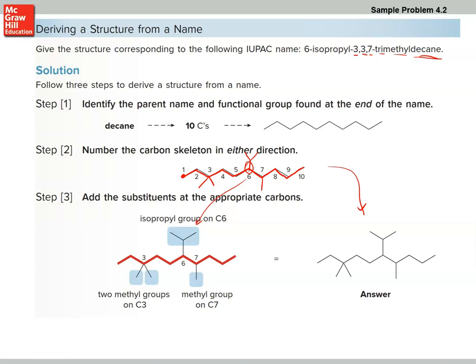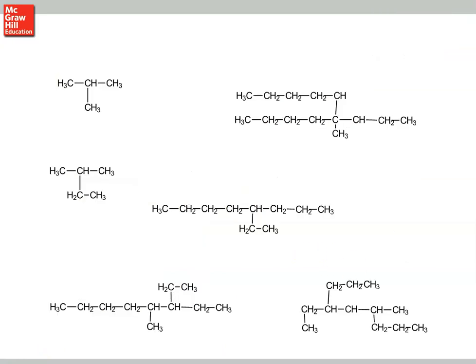So it's easier, I think, to look at a name and draw it out. Naming the drawing, I think, is a little more challenging because you have to put all of those pieces together. So the next step is to practice some of these. You'll have a worksheet with both the structures, and you're going to name these, and then you have some names and you have to draw out the structure. So now's a good time to practice those.